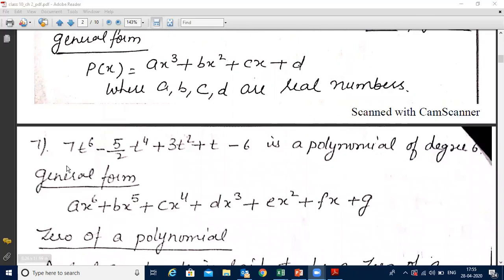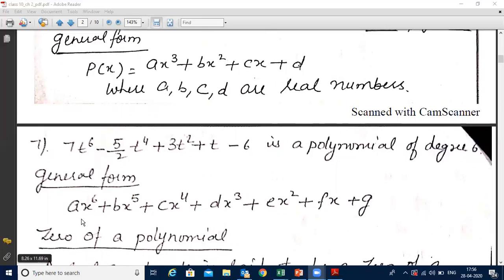Now I have written one more example. 7t raised to power 6 minus 5 by 2 t raised to power 4 plus 3t square plus t minus 6. It is a polynomial having degree 6. Why? Because here is a term having power 6, here a term having power 4, the third term having power 2, the fourth term having power 1, and the last term is a constant term. So the maximum power of the variable here is 6, so its degree will be 6.